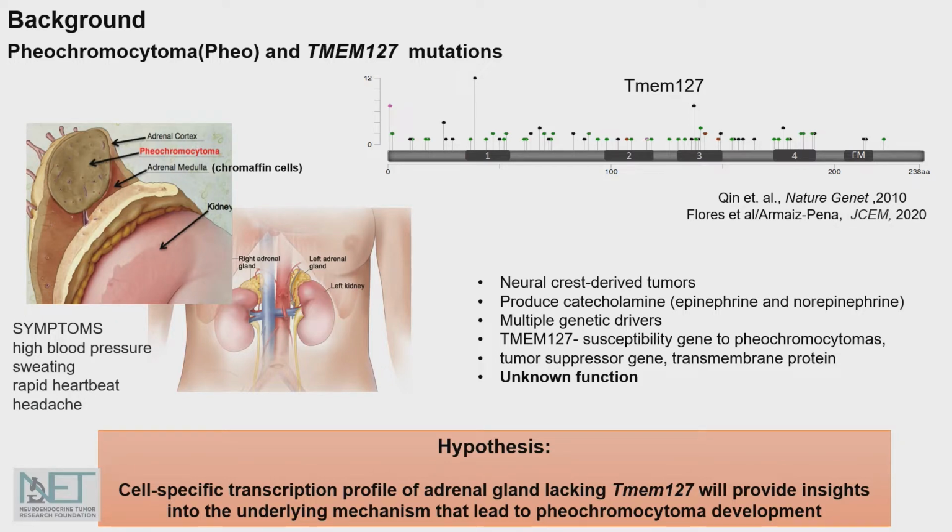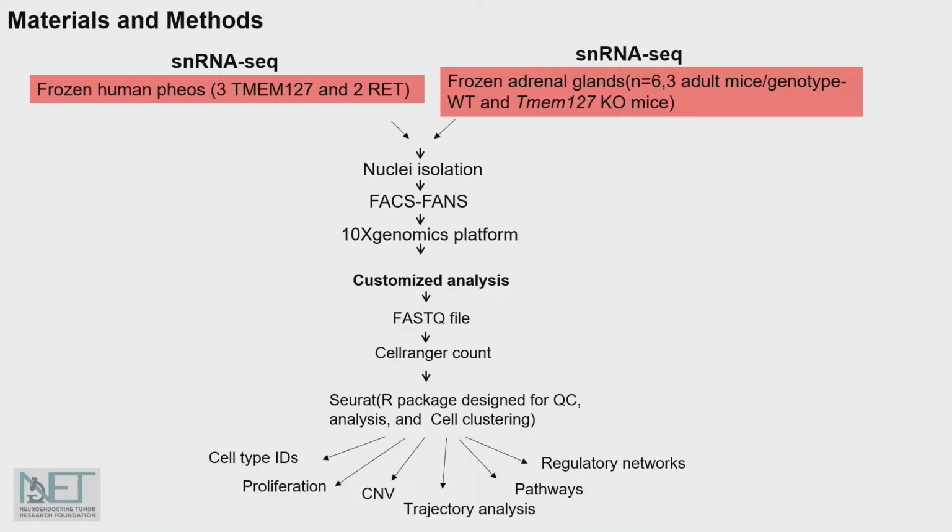Genetically, there are a lot of genetic drivers for this tumor, and TMEM127 is one of them. This gene was identified in our lab around 2010, and it is reported to have 4 transmembrane domains and act as a tumor suppressor gene, but the underlying mechanism is still not so clear. So our hypothesis here is that the cell-specific transcription profile of the adrenal linking TMEM127 will probably provide insights into this mechanism, which could lead to pheochromocytoma development.